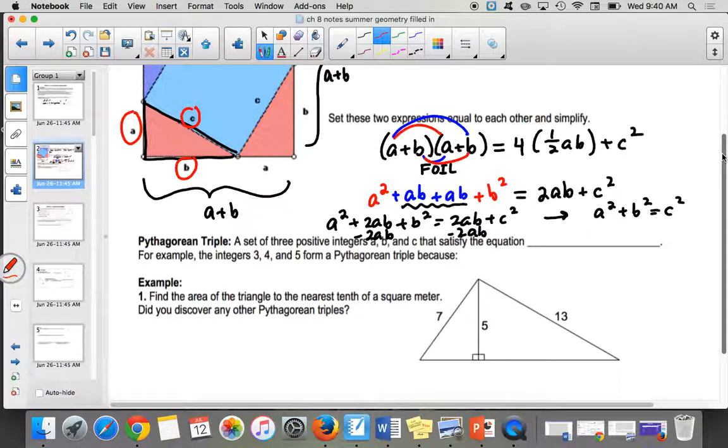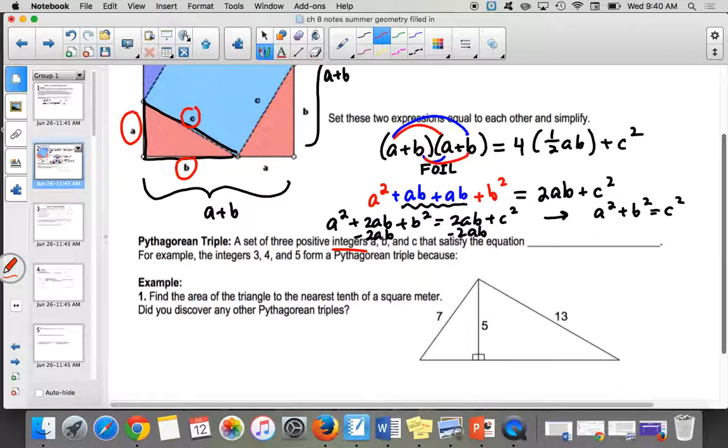All right, so Pythagorean triple. This is a set of 3 positive integers. So underline integers. Do we all know what an integer is? Is 3.2 an integer? No. So integers are like those whole steps, like 3, 5, things like that.